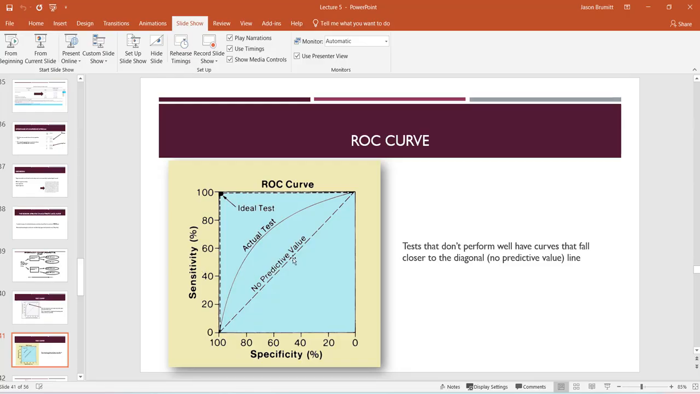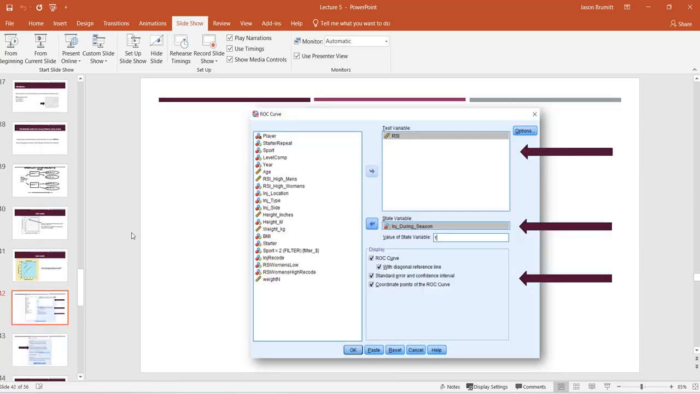So an ideal test again, that'd be amazing if you had that. Oftentimes actual tests are like that. No predictive value if it's right along the line.